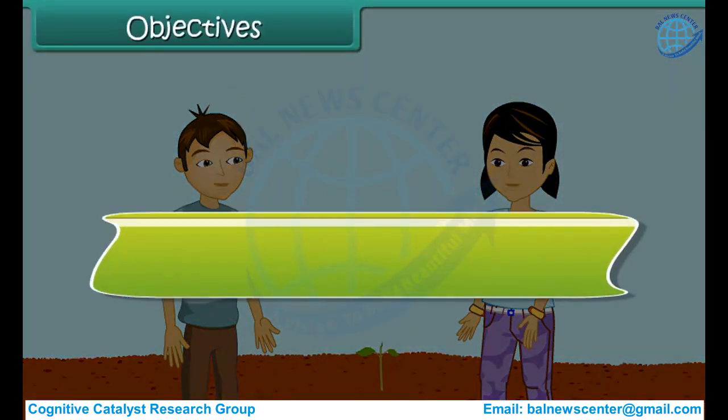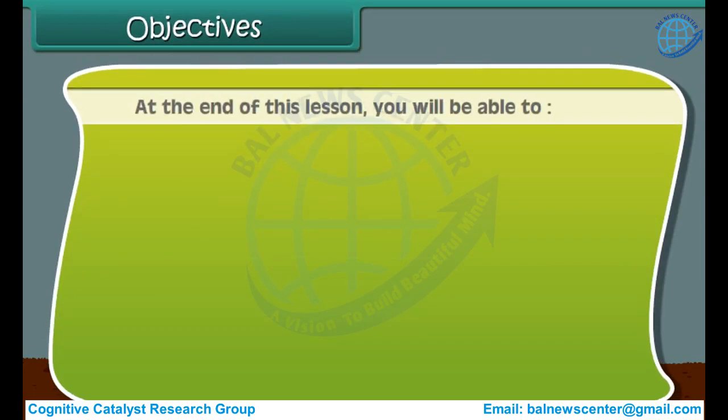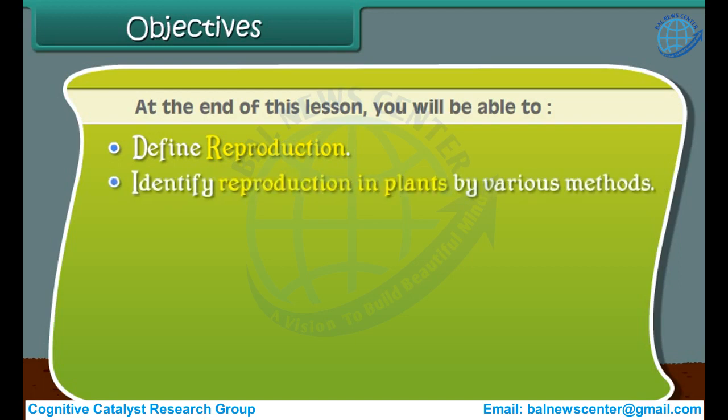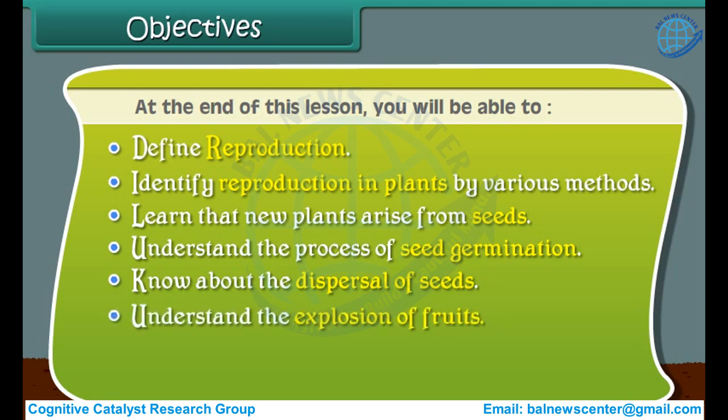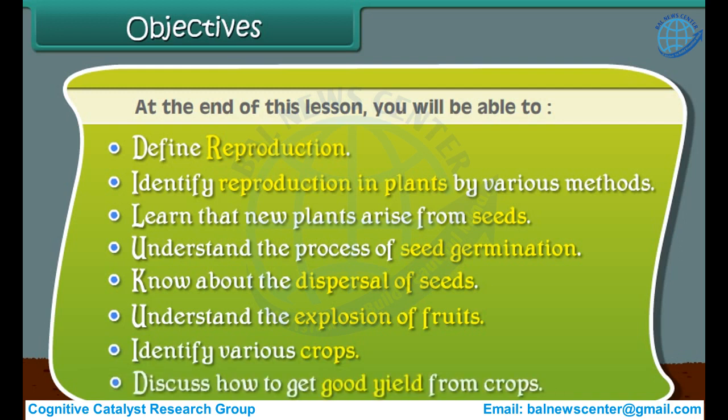Objectives. At the end of this lesson, you will be able to define reproduction, identify reproduction in plants by various methods, learn that new plants arise from seeds, understand the process of seed germination, know about the dispersal of seeds, understand the explosion of fruits, identify various crops, discuss how to get good yield from crops.